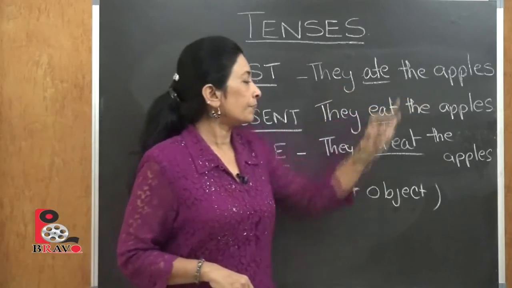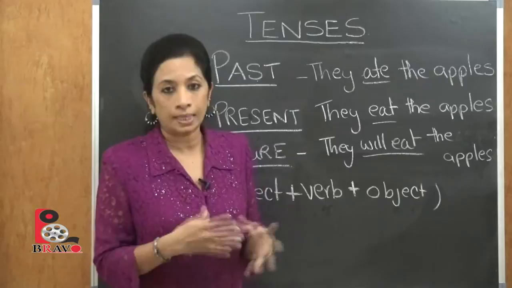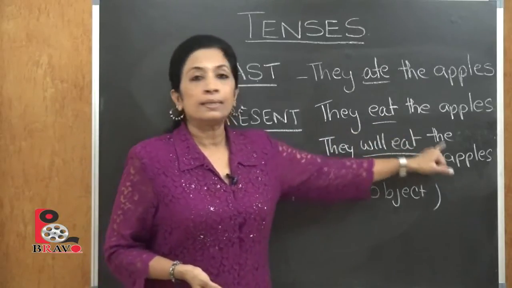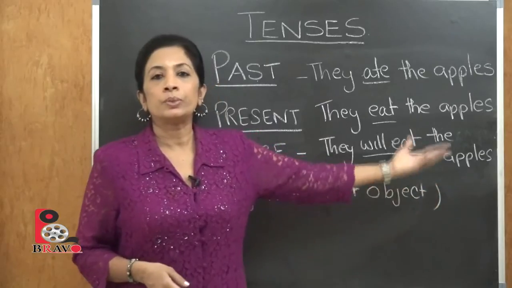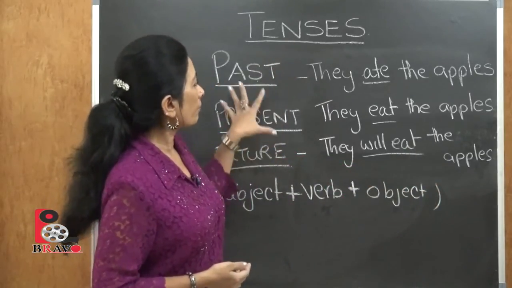They ate the apples. They eat the apples, which is happening now. They are eating it. They will eat the apples is what they will do in the future. So this is the simpler form of tense.